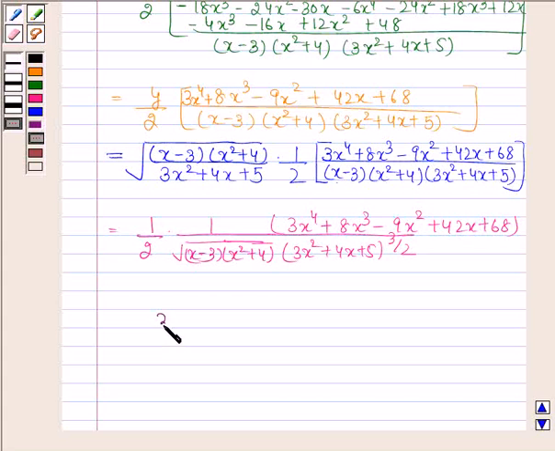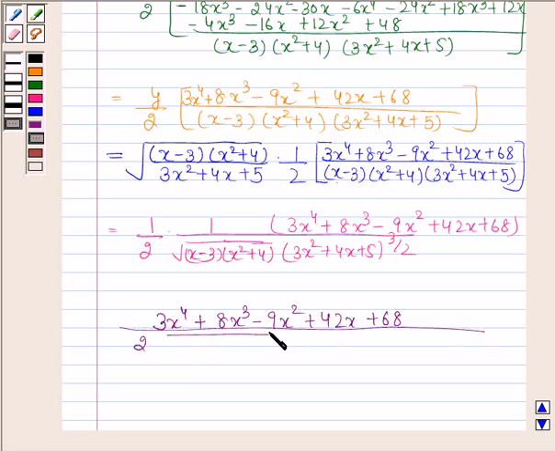The required answer is (3x to the power 4 plus 8x cubed minus 9x squared plus 42x plus 68) divided by 2 into square root of (x minus 3)(x squared plus 4) into (3x squared plus 4x plus 5) to the power 3 by 2. So this completes the session. Bye and take care.